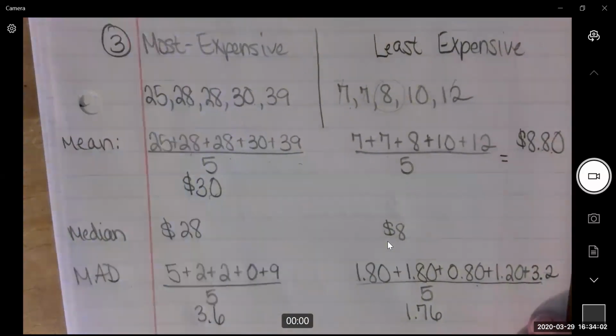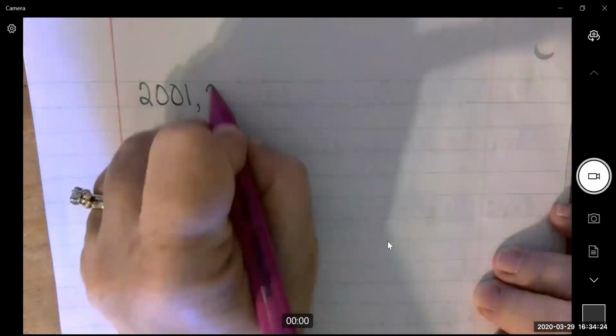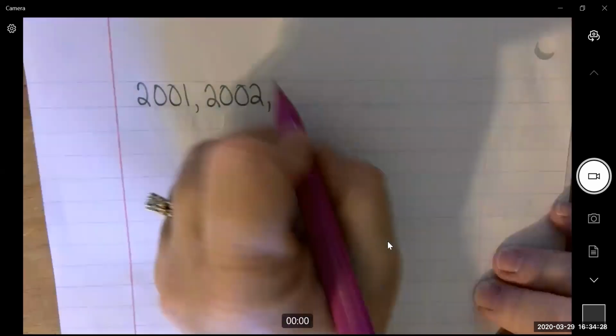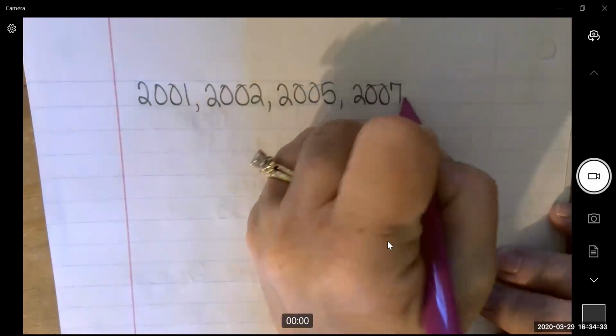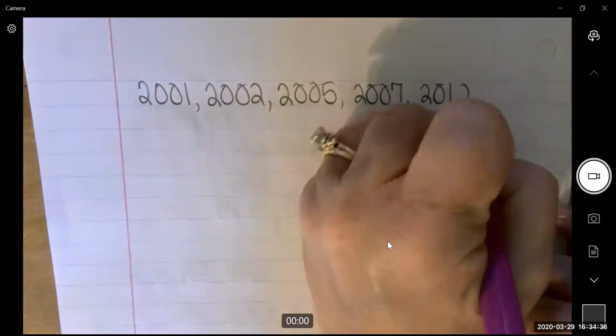All right, so we got one more example we're going to do here. It's number 4. You should have these in your notebook. Right, these are also not in order from least to greatest. So let's start with that. So pause the video and start with putting them in order from least to greatest. All right, so we have 2001, 2002, 2005, 2007, and 2010.